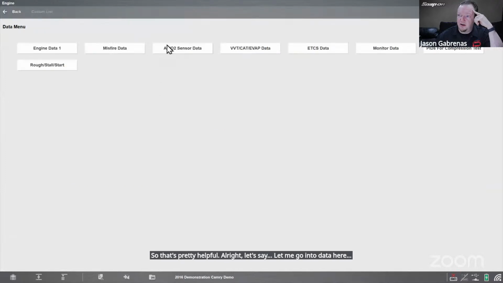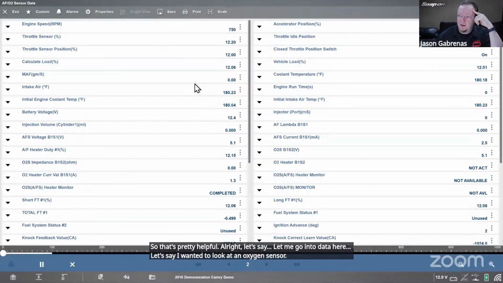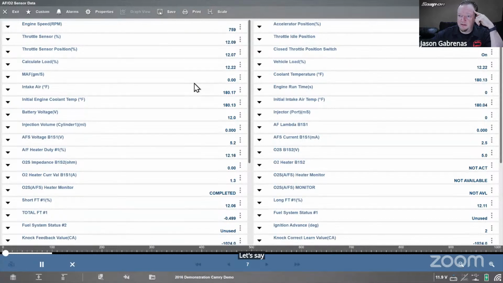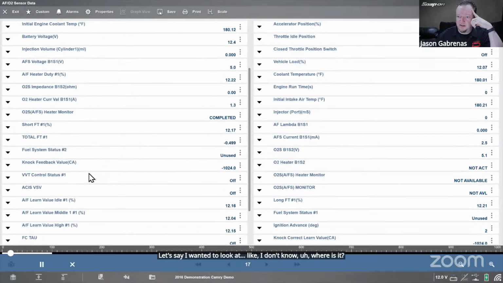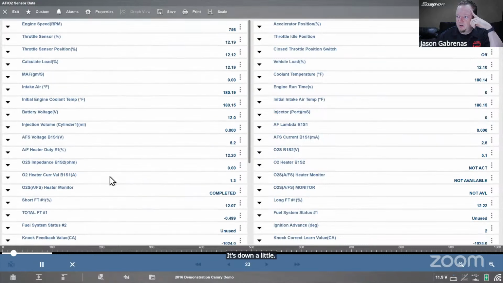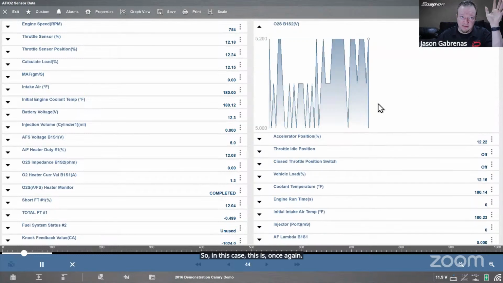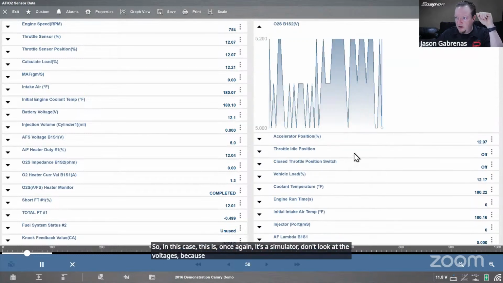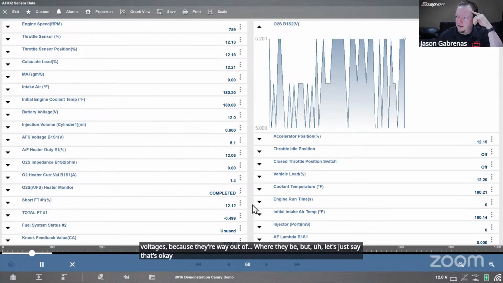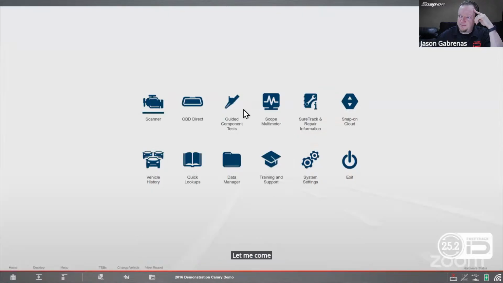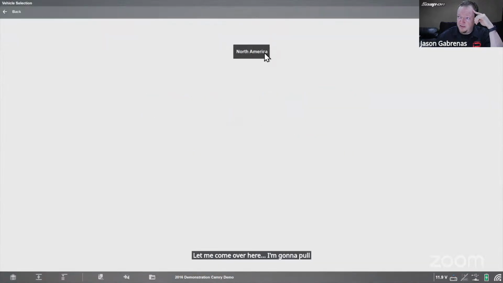All right, let's say we go into data here. Let's say I wanted to look at an oxygen sensor. Where is it? It's down a little. Bank one. Oh, it's over here. Bank one, sensor two, right? So in this case, this is, once again, a simulator. Don't look at the voltages because they're way out of where they'd be, but let's just say that's okay for this example. Let me come over here. I'm going to pull up my guided component tests.